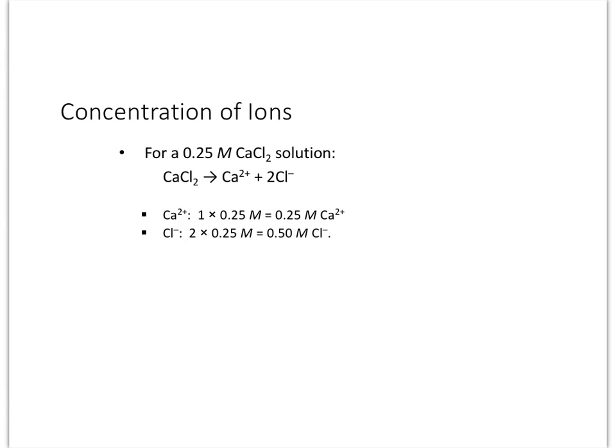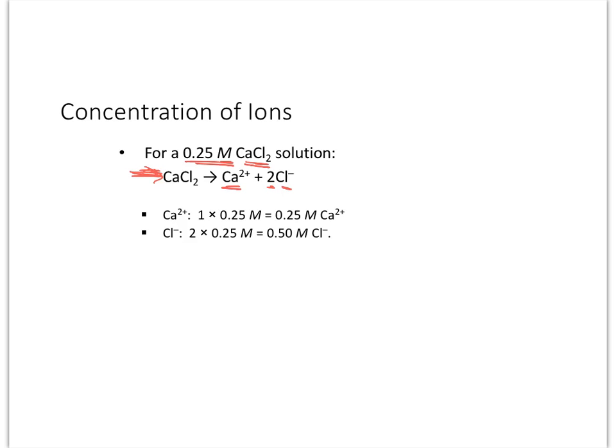Okay, so for this calculation, if you are asked to find the concentration of particular ions in a solution, you have to look at the formula of the solute as well as the concentration of the solution. So if I have a 0.25 molar calcium chloride solution, when calcium chloride dissociates, I get 1 unit of calcium and 2 units of chloride.